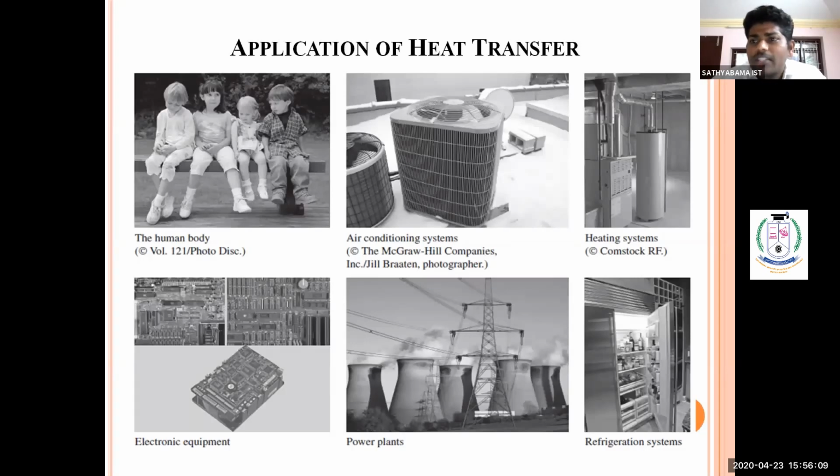In an air conditioning system, there is always heat transfer between the surroundings and the system. The heating system also works similarly. Then electronic equipment: you know how heat is transferred from the equipment to the surroundings. Power plants involve a large amount of heat transfer from the system to the surroundings. And a refrigeration system in a home itself: we are rejecting the higher temperature heat to the surroundings, so we get the lower temperature. That is the concept of refrigeration.